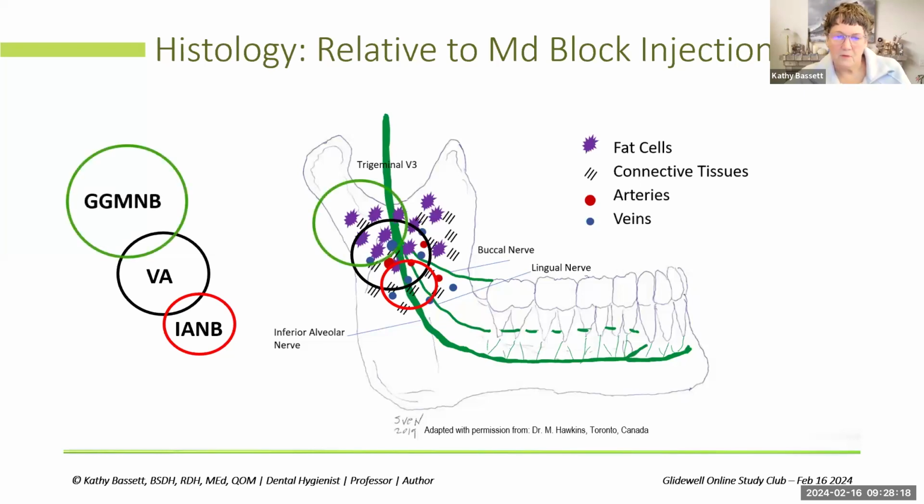And now let's look at what that distribution is up at the location where we intend to administer that IA block, the Gow-Gates block. And it's a much denser tissue in there. So one of the things that really favors the success of Gow-Gates nerve blocks is the nature of the tissue at the site of deposition.